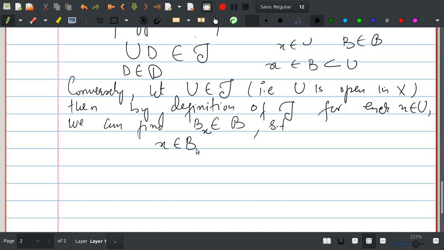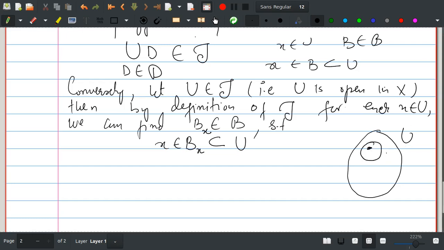So x is in Bx and this Bx is contained in U. Now this is true for any x in X. So if we have this U to be an element of the topology, then for any x in U, we can find a Bx in U such that this x is in Bx and this Bx sits in U. So this is true for any Bx.